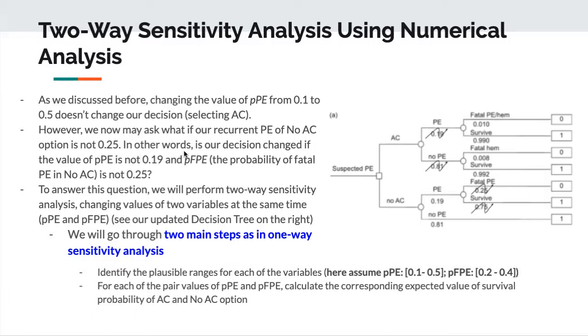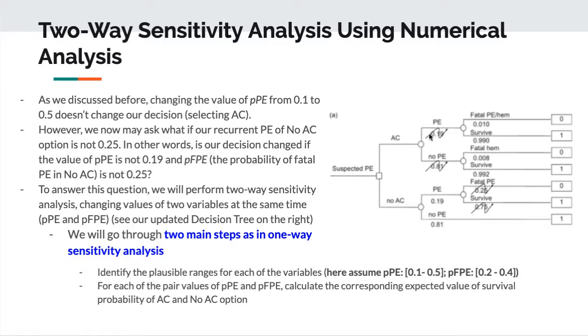In other words, is our decision changed if the value of PPE and P of FPE, that's the probability of a fatal recurrent PE when the no AC option is selected, is not 0.25 anymore? In order to answer this question, we will perform two-way sensitivity analysis by changing the value of two variables at the same time. Particularly, we're going to change the value of PPE and PFPE at the same time.